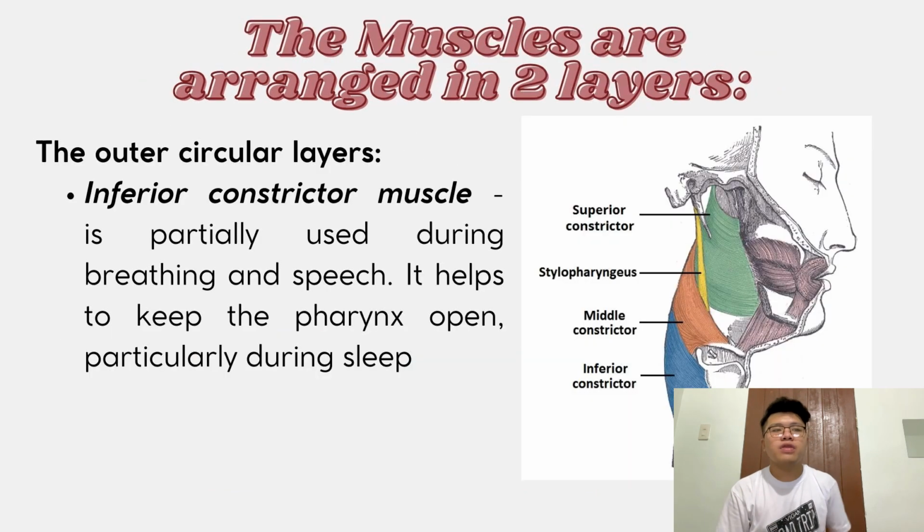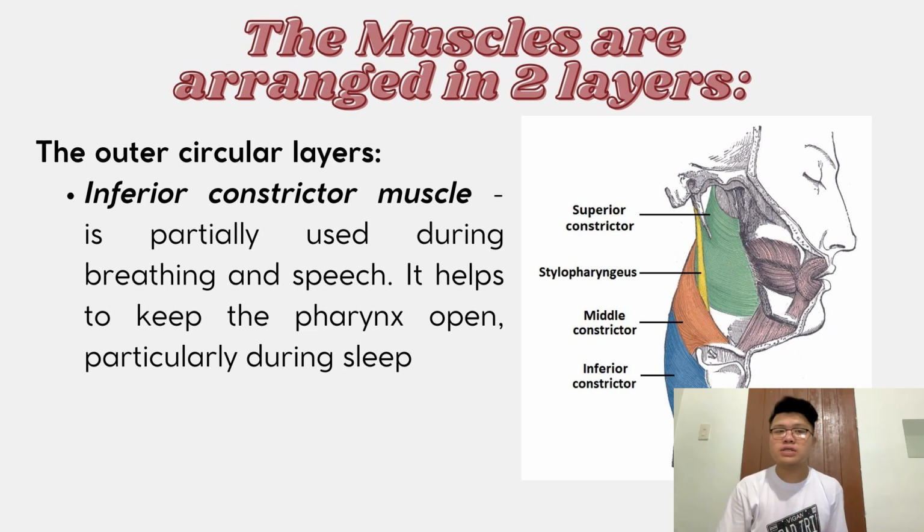What are they? The outer circular layers and the inner longitudinal layers. So let's discuss first the outer circular layers. We have the inferior constrictor muscle, the middle constrictor muscle, and the superior constrictor muscle. So what is the inferior constrictor muscle? It is partially used during breathing and speech. It helps to keep the pharynx open, particularly during sleep.